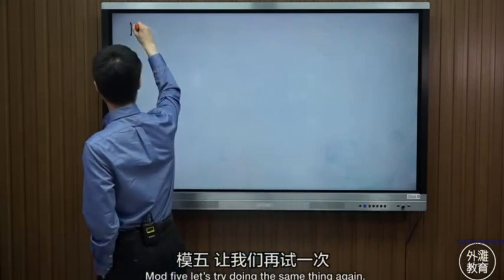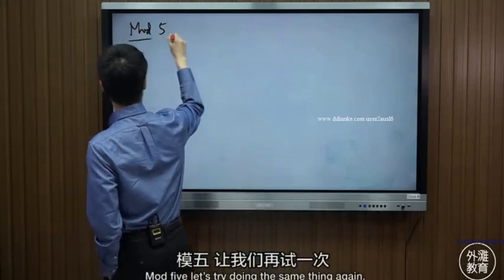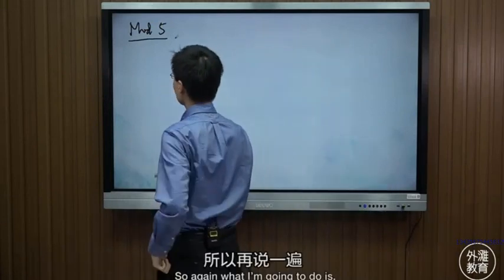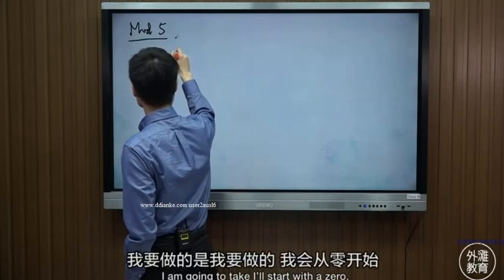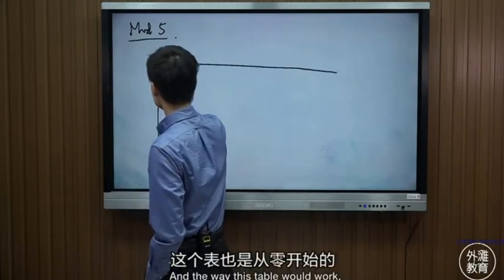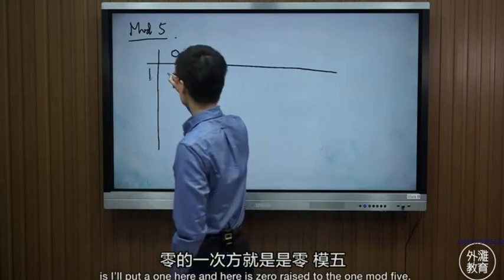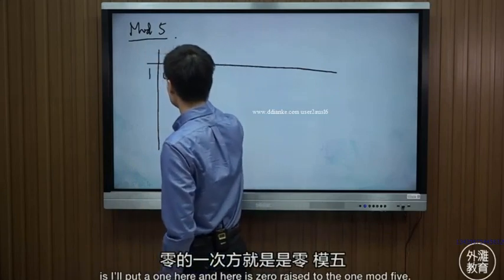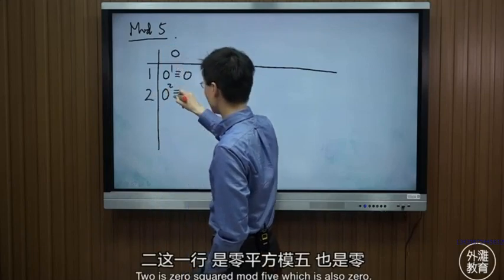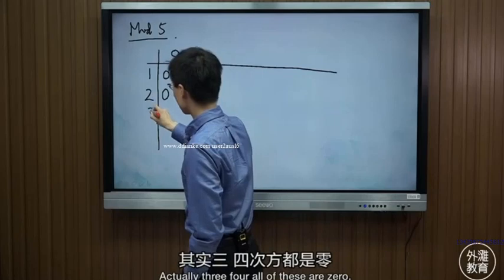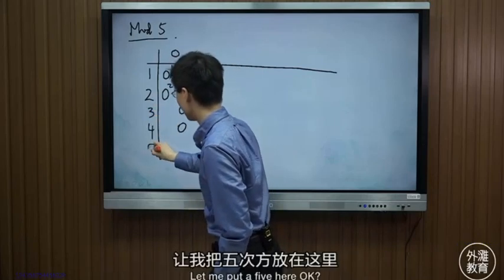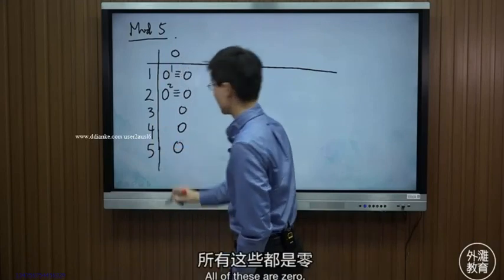Mod 5. Let's try doing the same thing again. So again, what I'm going to do is take, let's start with 0. And the way this table will work is I'll put a 1 here. And here is 0 raised to the 1 mod 5. Well, that's 0. 2 is 0 squared mod 5, which is also 0. Actually, 3, 4, all of these are 0. Let me put a 5 here. Okay? All of these are 0.